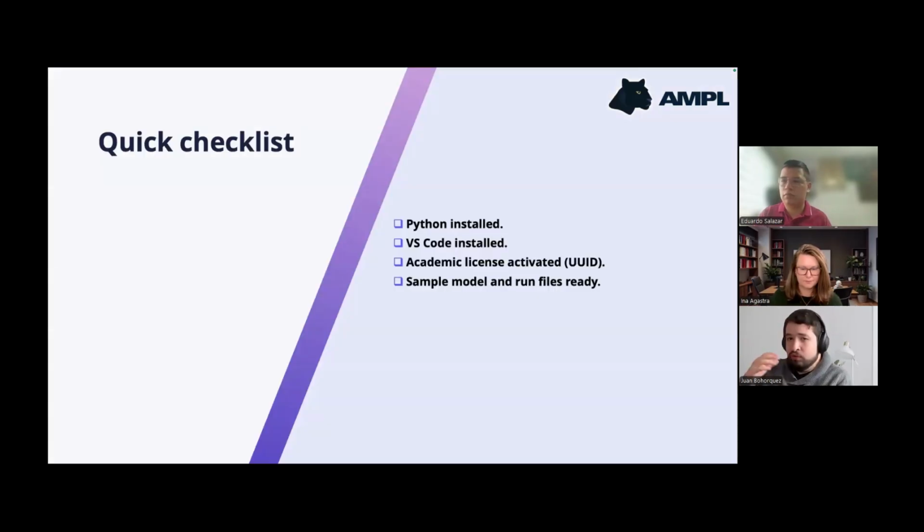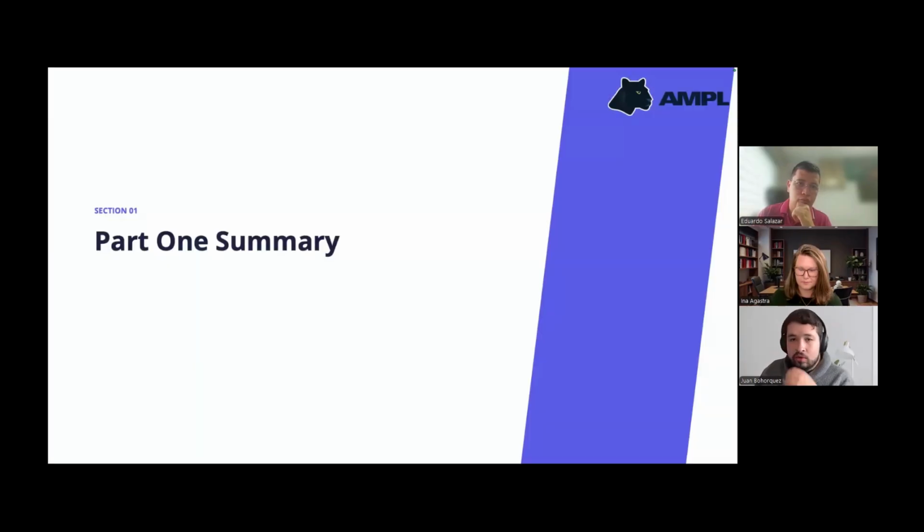Before we start, before I give the summary, check if you have Python and VS Code installed, or if you're going to follow in Colab, that's okay. Also check if you have the academic license activated and if you have your own sample model. If you have any of these checked, feel free to get going with that, especially with the academic license. Remember, with an academic email, going to the portal is quite easy. So, all right, let's go to the summary.